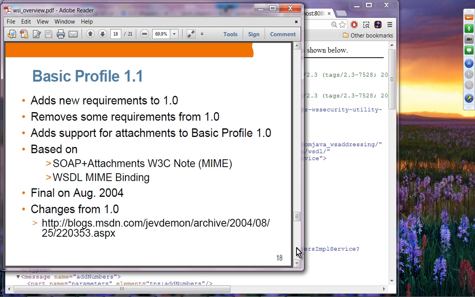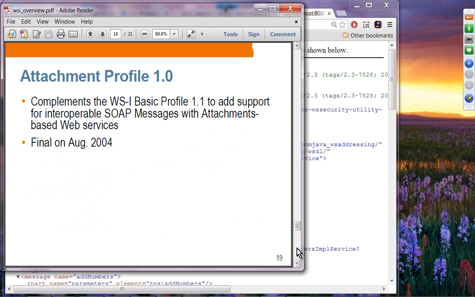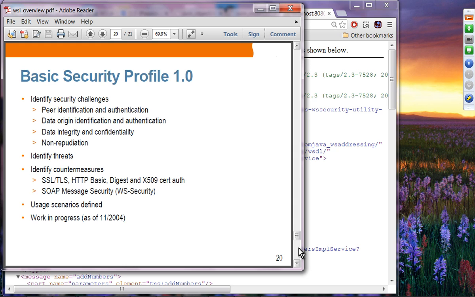Basic profile 1.1 has new requirements, removed some requirements, and adds support for attachments to basic profile 1.0. Okay, and attachment profile 1.0 is introduced as part of basic profile 1.1. And the security profile is also introduced. Basically it says all web services implementations should support the SOAP message security spec called WS-Security. Okay, we can talk about this security later on.